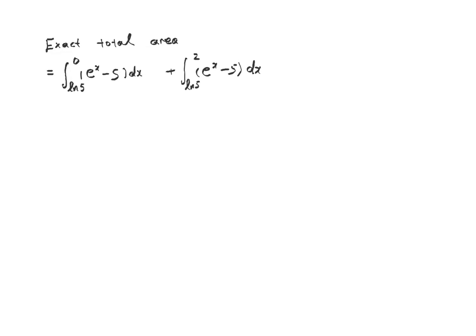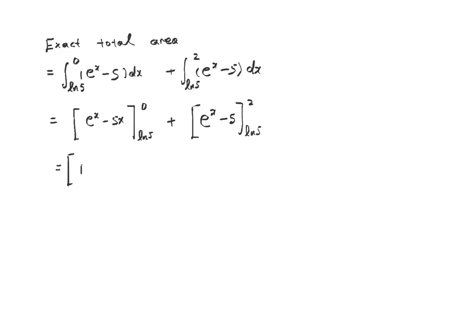Okay, so this will be e to the power x minus 5x, from ln phi to 0, plus e to the power x minus 5x, from ln phi to 2. So you just need to patiently substitute. Okay, now there are certain things that you can jump step. Like e to the power 0, I know is 1. 5 times 0 is 0. So the first one, I can just write 1.